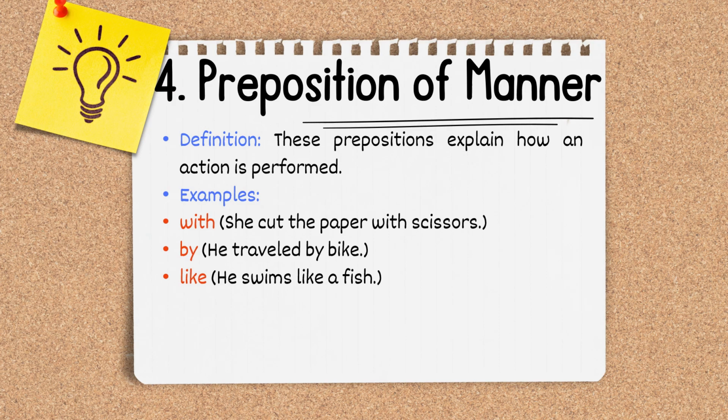Like see, she cut the paper with the scissors. So in this, this with is telling you how she is cutting the paper, with the help of scissors. Okay. Now he traveled by bike. So he is traveling, but how is he traveling? With the help of a bike. Next comes up, he swims like a fish. So like is again telling you how the action is happening, right?